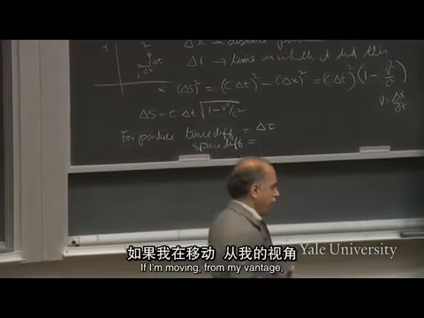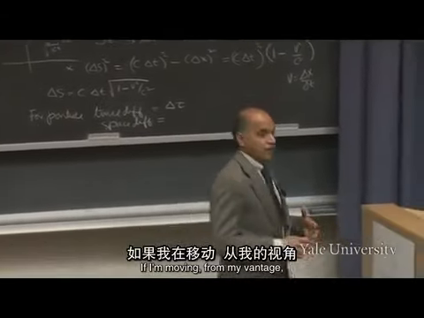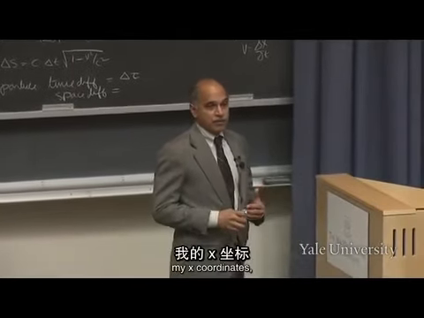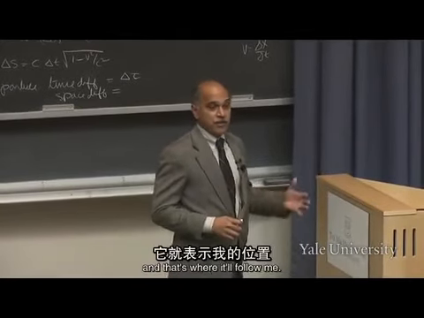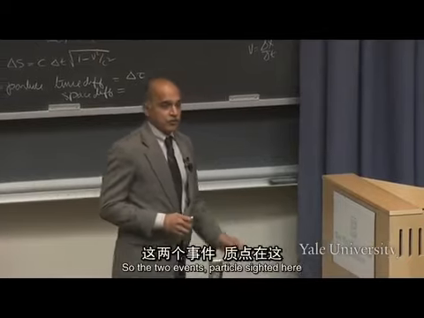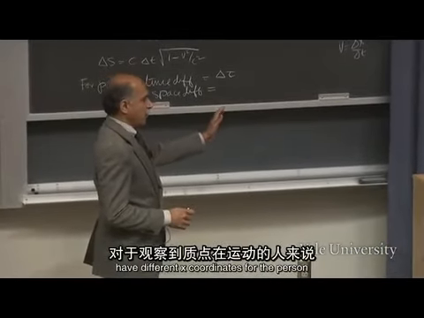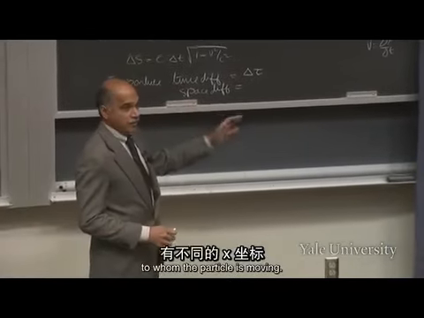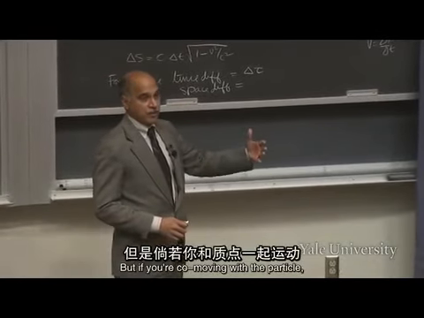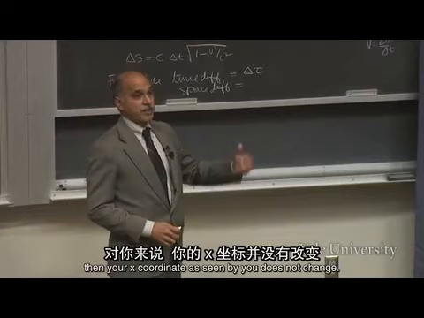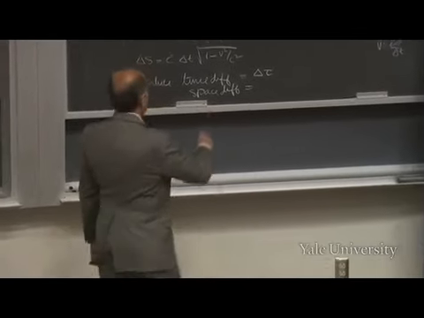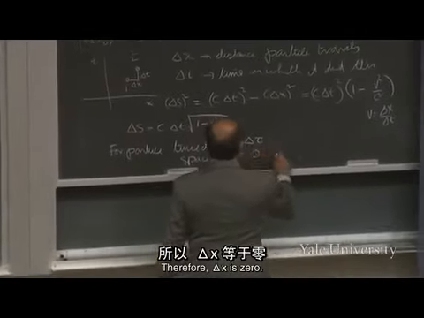So if I'm moving from my vantage, my x coordinates wherever I chose to put it in the beginning, that's where it will follow me. So the two events, particle sighted here and particle sighted there, have different x coordinates for a person to whom the particle is moving. But if you're co-moving with the particle, then your x coordinate as seen by you does not change. Therefore, delta x is 0.